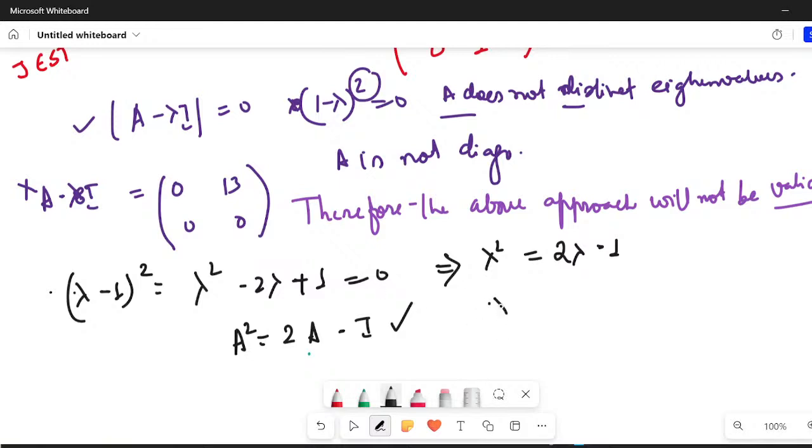What do you think would be lambda cube? So lambda cube will be equal to 2 lambda square minus lambda. And if I write lambda cube, it is 2 times, I think this is 2 into 2, this would be 4 lambda minus lambda square now. So what is lambda square? It is 4 lambda.